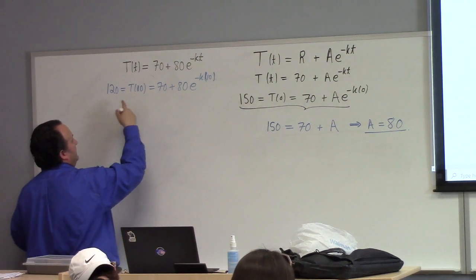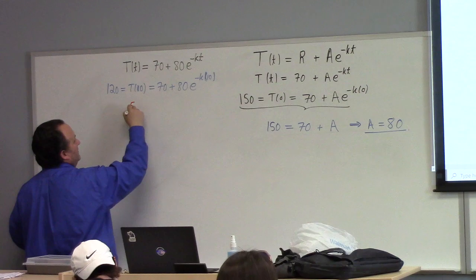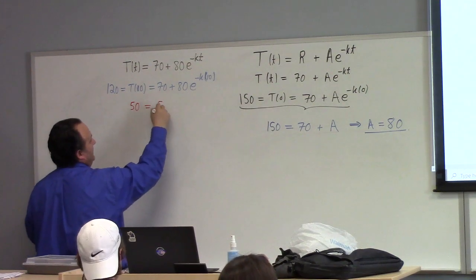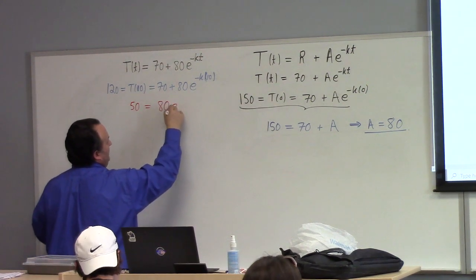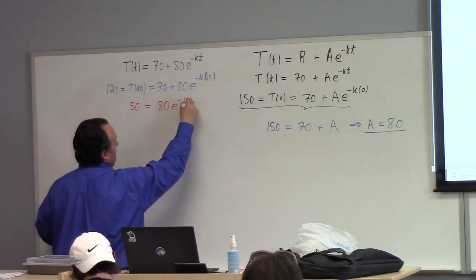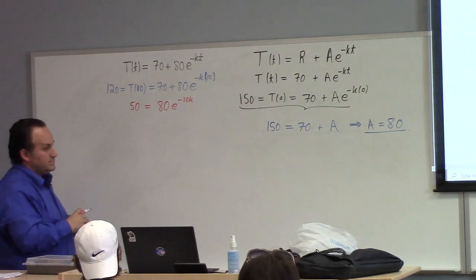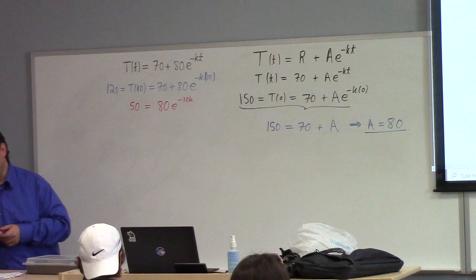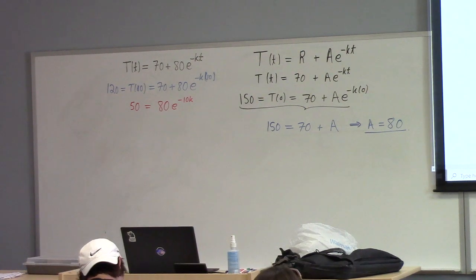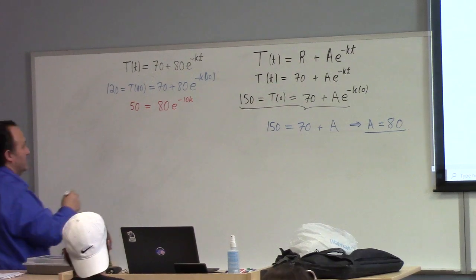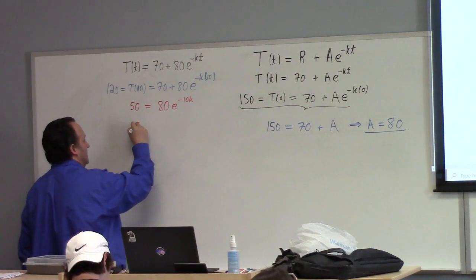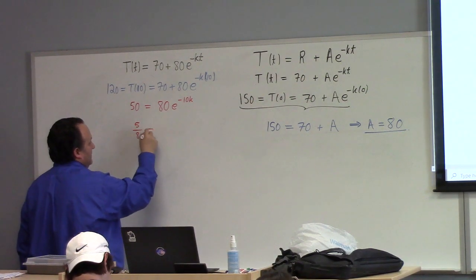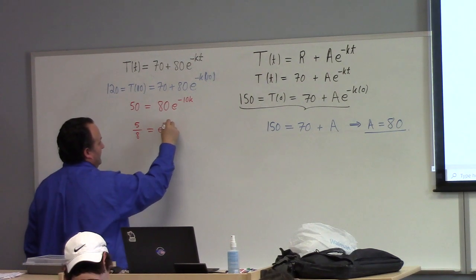So 120 minus 70 is 50. 50 is equal to 80 times e to the minus 10k. And then if we divide both sides by 80, what do we get? We get 5/8 is equal to e to the minus 10k. How do I solve for k?